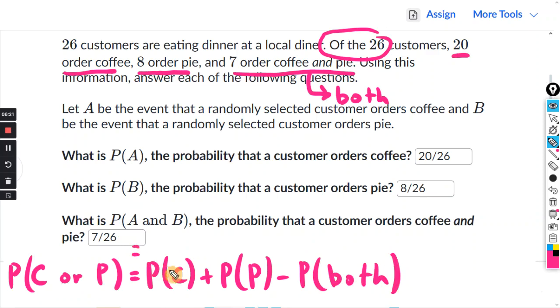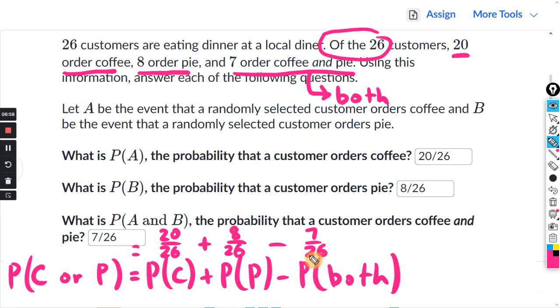All right, so what was the probability of coffee? 20 out of 26. 20 over 26. What was the probability of pie? Right here, that was 8 out of 26. We are adding those. And subtract the probability of both, which was right here. No, A and B, the probability of both was 7 out of 26.